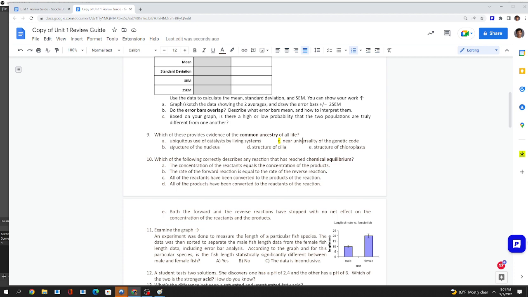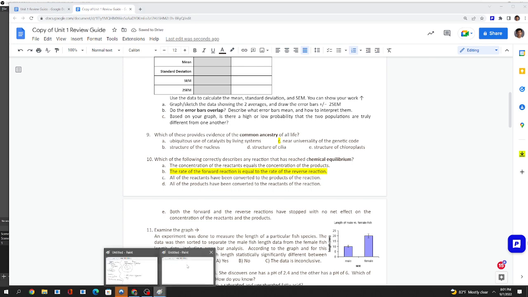The rate of the forward reaction is equal to the rate of the reverse reaction. C. All the reactants have been converted to the products of the reaction. D. All the products have been converted to the reactants of the reaction. E. Both the forward and reverse reactions have stopped with no net effect on the concentration of the reactants and products. The actual answer is going to be B. I'm just going to highlight the entire thing here for convenience.